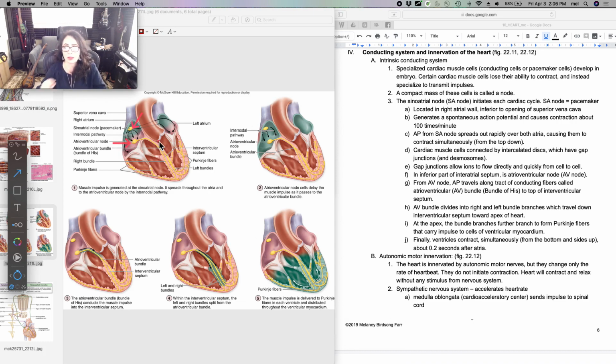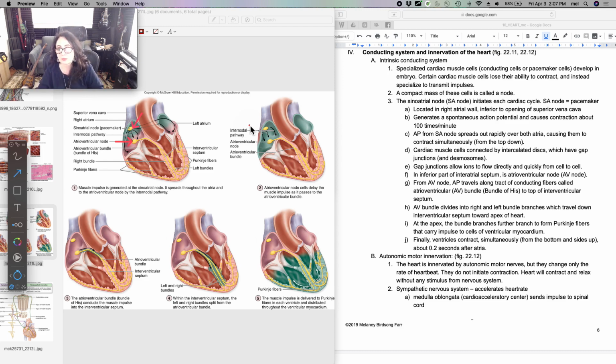The location of the AV node is sort of, here's the interatrial septum. It's right down at the bottom of the interatrial septum. It kind of is a little misleading where that is. And what that atrioventricular node does is it is controlled by the SA node. After the SA node sends the stimulus out and causes the atria to contract top to bottom, it will also flood the AV node, the atrioventricular node, and then it will tell the atrioventricular node that now it's time to start the stimulus that will eventually result in ventricular contraction.